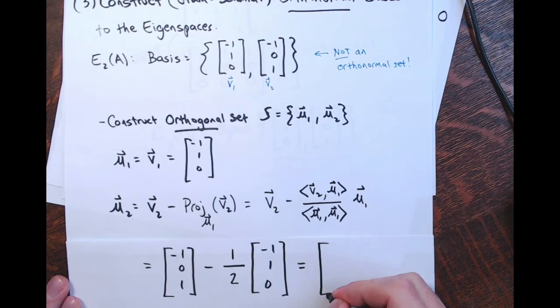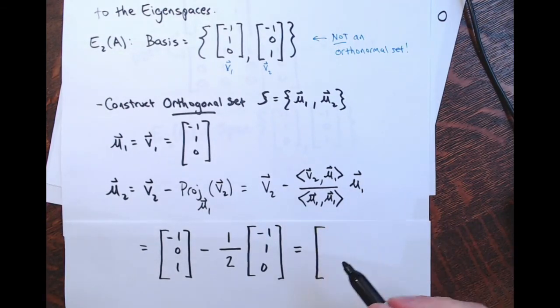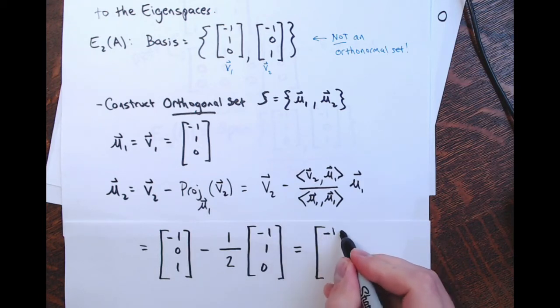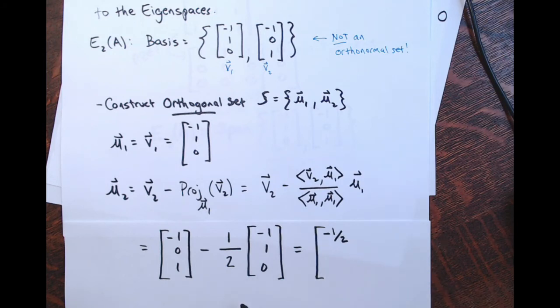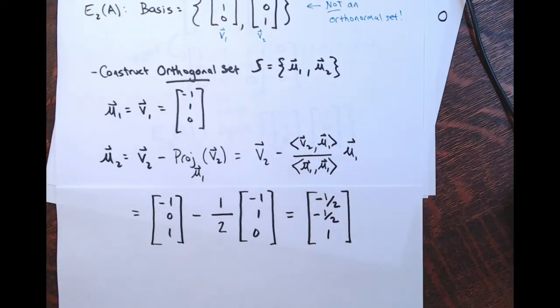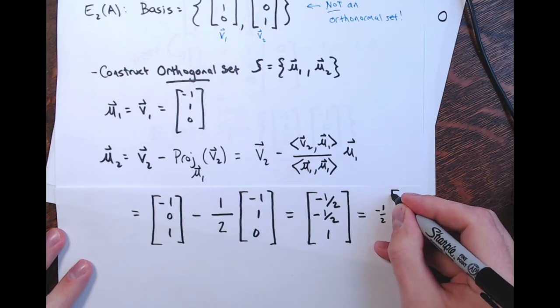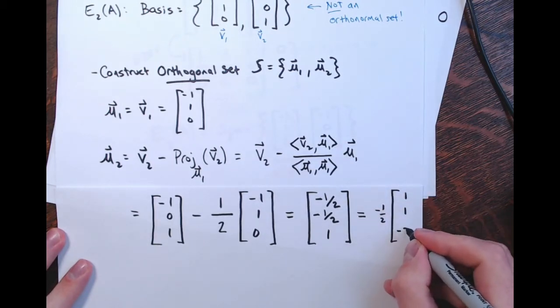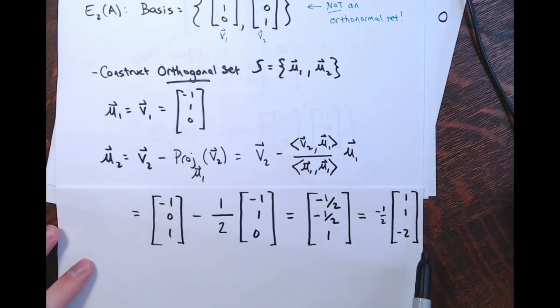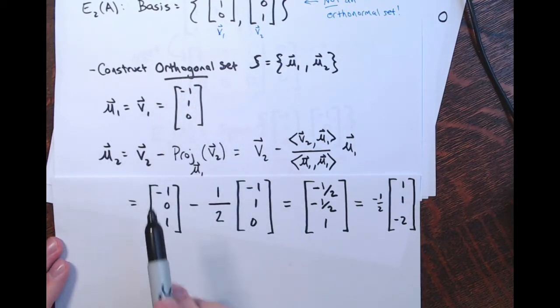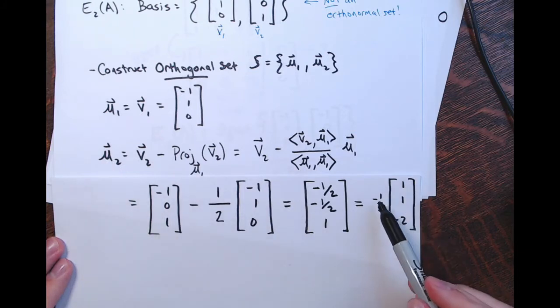So let's see, we got negative 1 plus a half, so negative 2 halves plus 1 half, negative half for the first component. Then 0 minus a half, negative half for the second component. And 1 minus 0, 1 for the third component. Personally, I like doing this: let's pull out the fractions. Say I take out negative 1 half here, and then that'd be times the vector 1, 1, negative 2. So there's U2. Now I have an orthogonal set with U1 being negative 1, 1, 0, and U2 being negative 1 half, negative 1 half, 1.